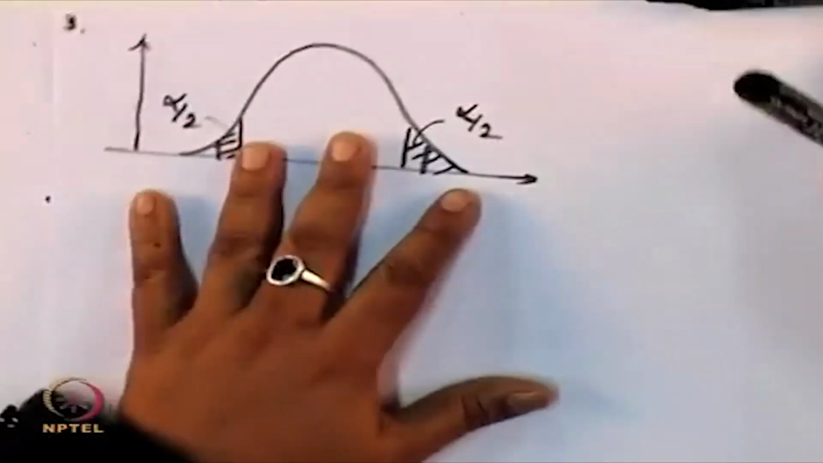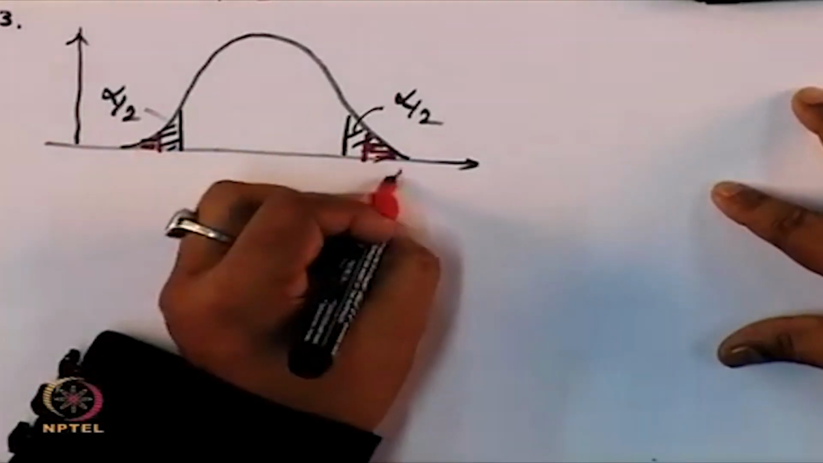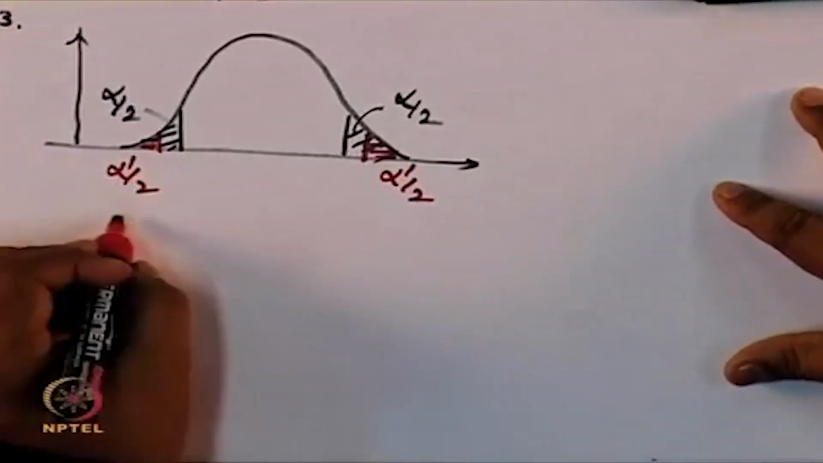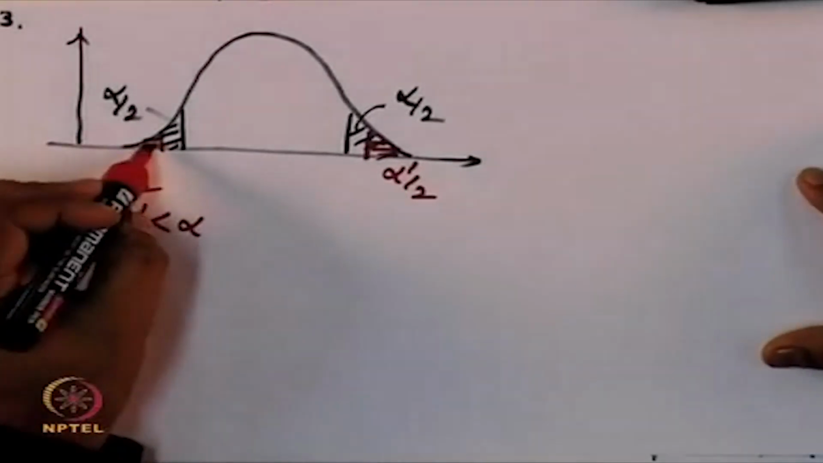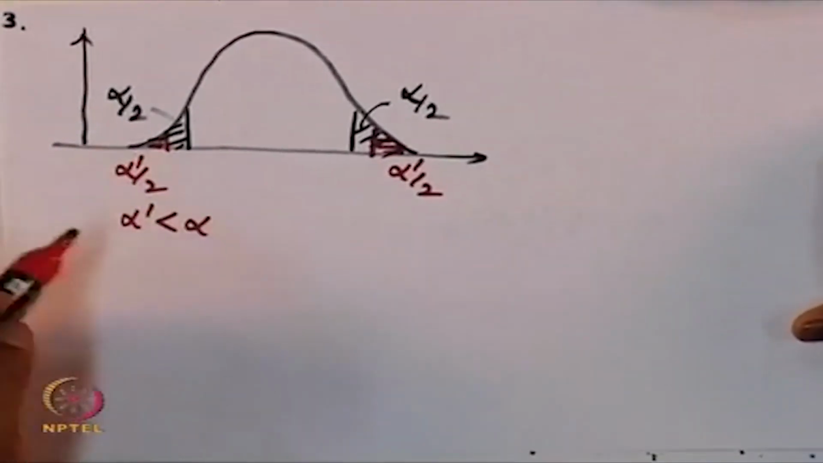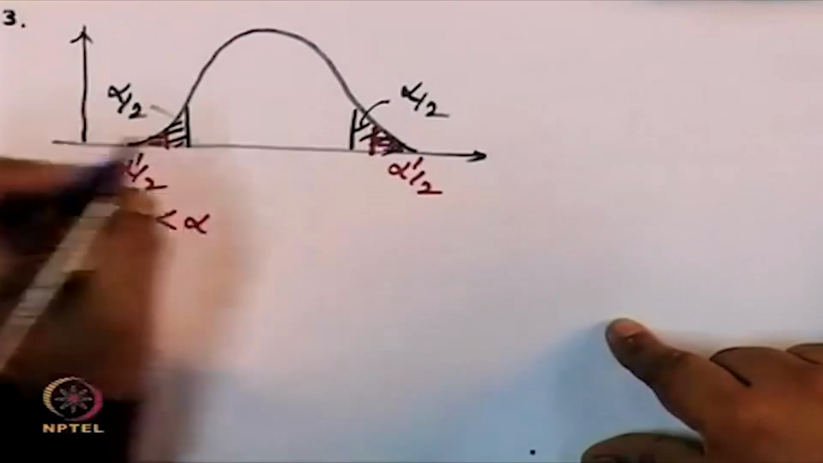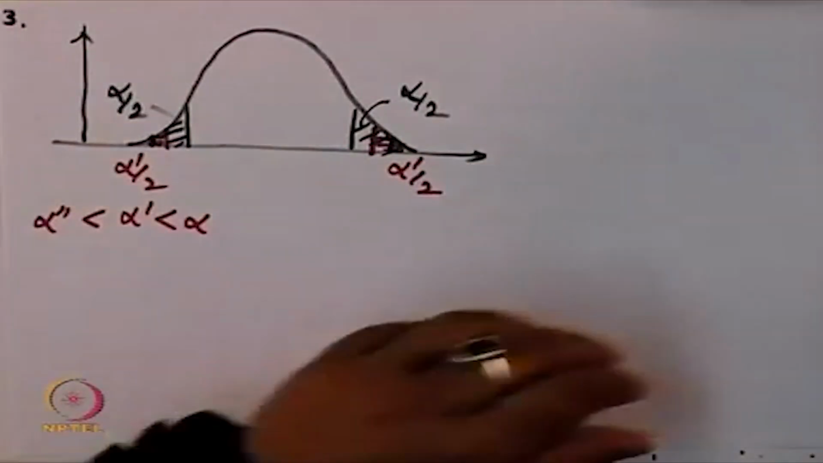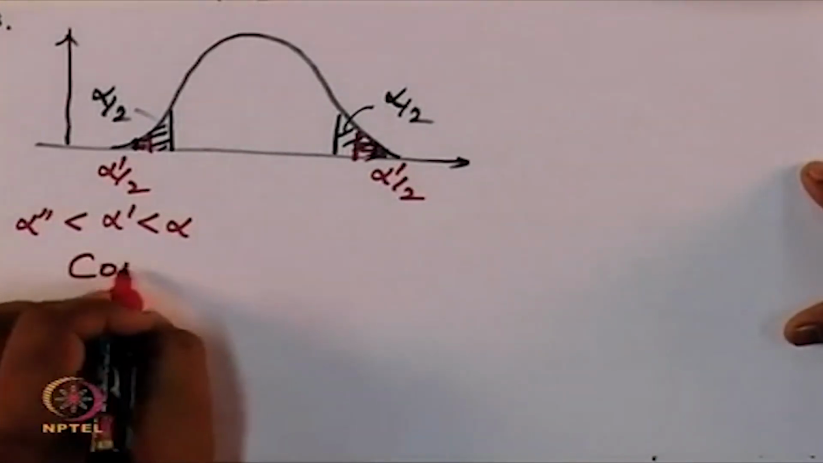For the red, accordingly, you see this area is alpha prime by 2 on each side, and the way I have drawn it, alpha prime is less than alpha. So, as you decrease alpha, okay, you can go to alpha prime or you go to alpha double prime, you can define an alpha double prime which is even smaller. Okay. So, what you are changing is essentially the confidence level.